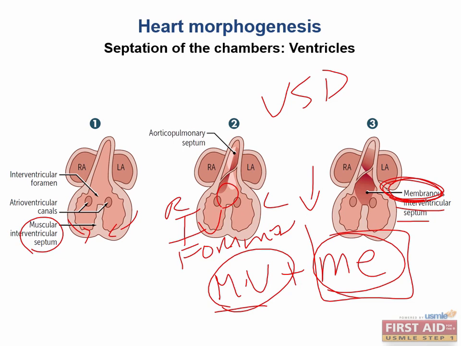Now, what kind of shunt would this defect create? At birth, you would have a left to right shunt across this ventricular septal defect. So we've knocked out the atria and ventricles. Let's talk about the outflow tract.